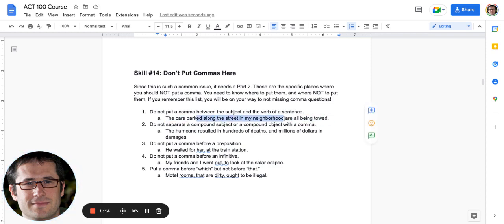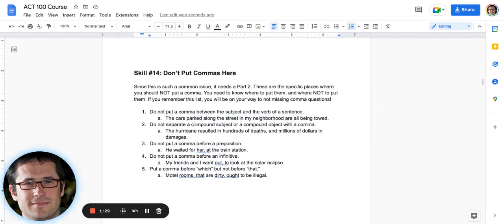And this part, the cars parked along the street in my neighborhood, is basically the subject, more or less, right? So this is the first verb. You do not want to put a comma between there. It's probably the most common extra comma mistake.